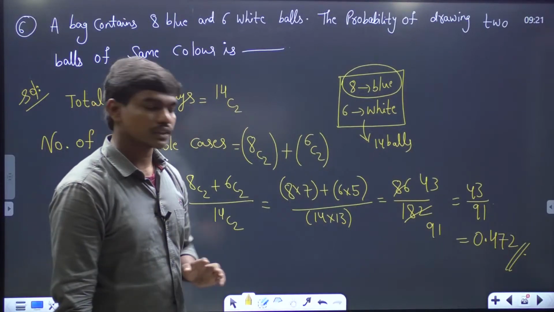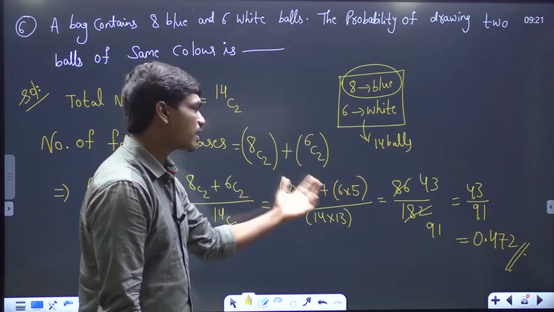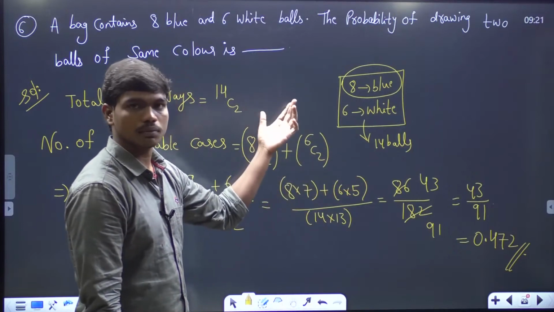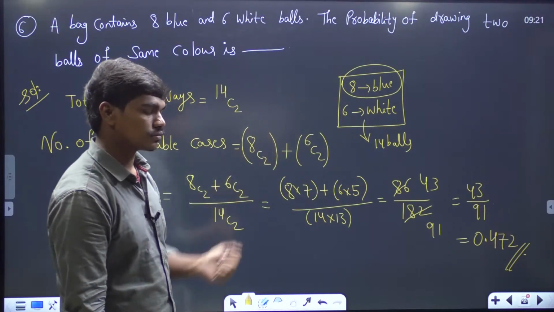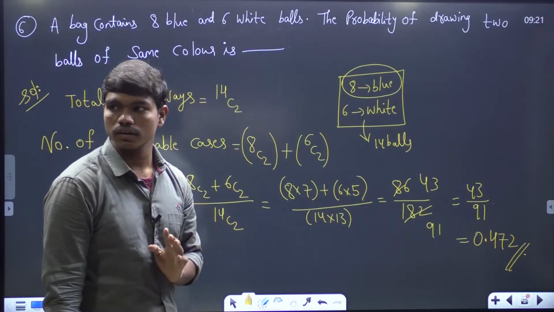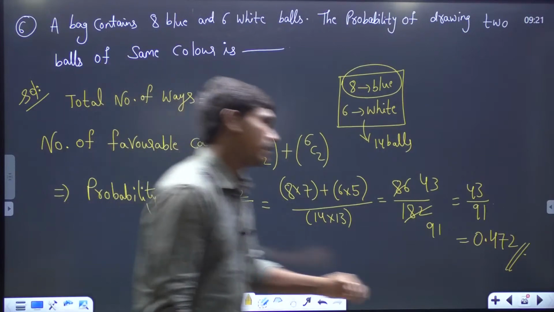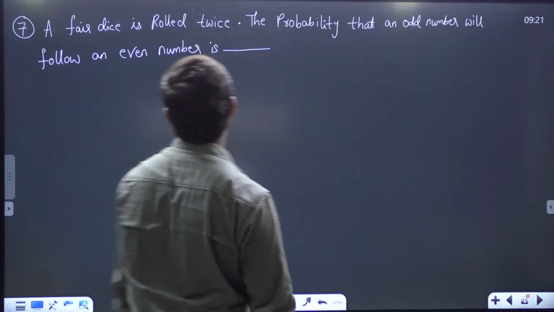Clear? For every question, are you all understanding how I am identifying the number of favorable cases and how I am writing the total number of ways for that to happen? If you understand that, then things are going fine.